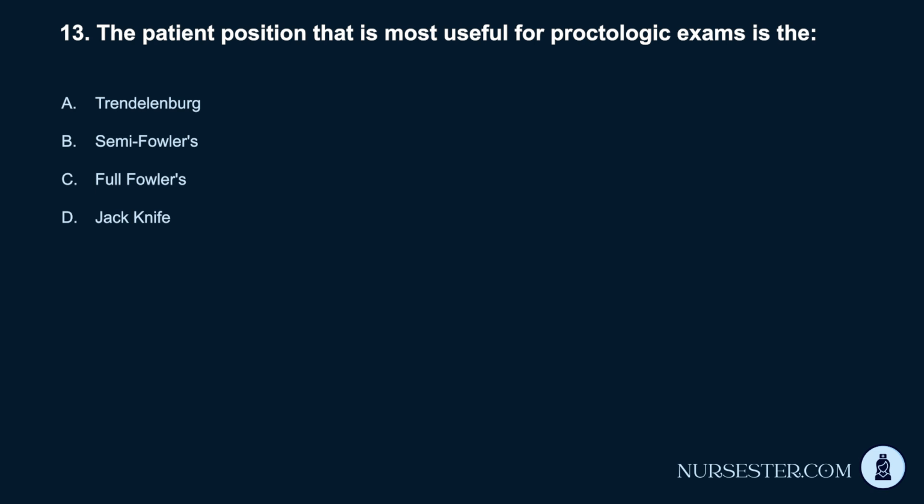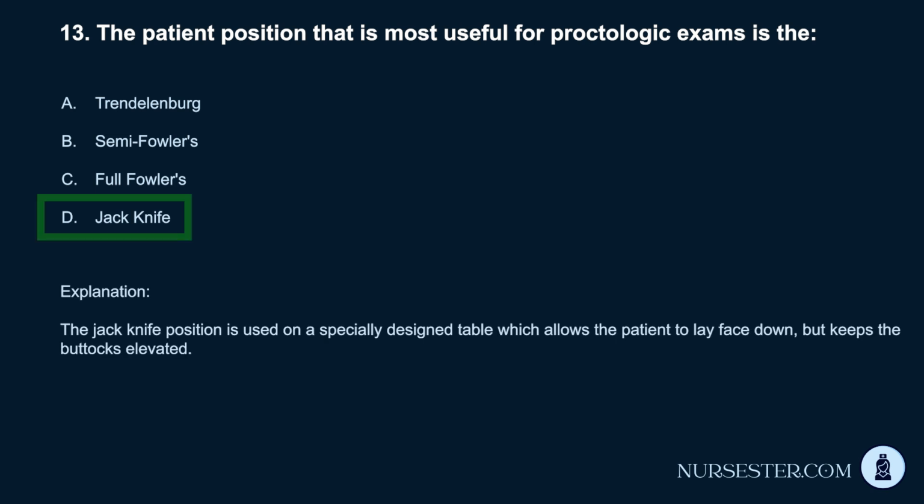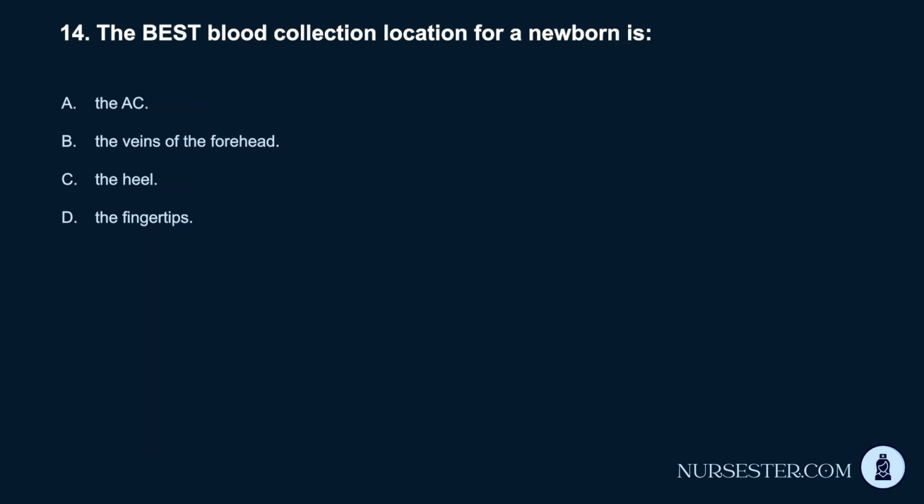13. The patient position that is most useful for proctologic exams is the: A. Trendelenburg. B. Semi-Fowlers. C. Full Fowlers. D. Jackknife. Correct answer, D. Jackknife. The jackknife position is used on a specially designed table which allows the patient to lay face down, but keeps the buttocks elevated.